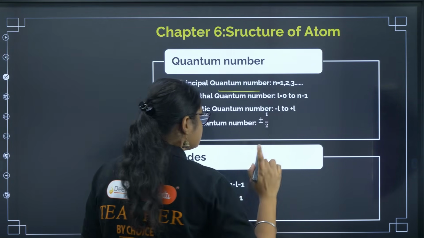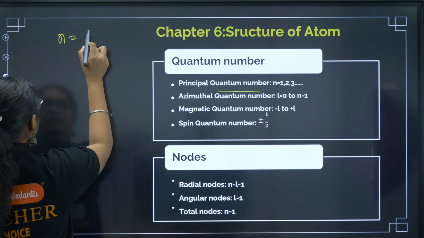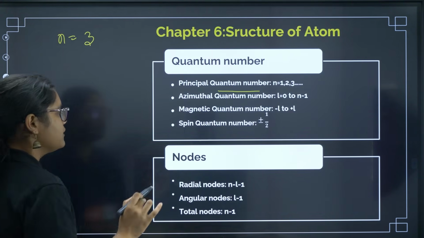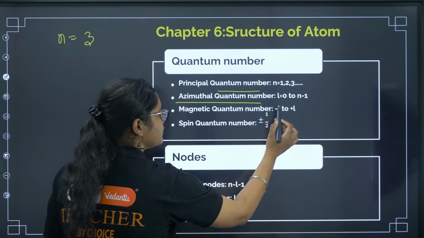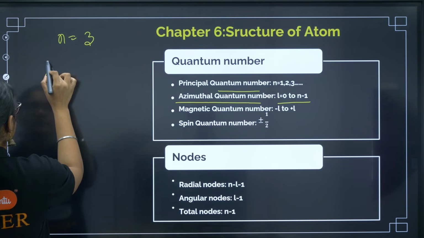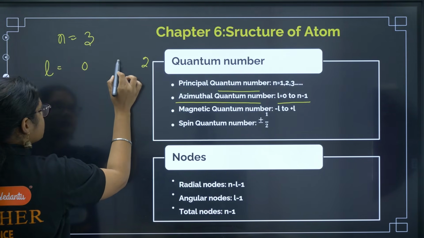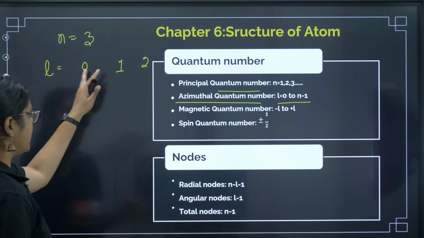Azimuthal quantum number, this one I'll explain with an example. For example, I'll take the principal quantum number as 3, n is equal to 3. Then what are the azimuthal quantum numbers? You can see the range for L is 0 to n minus 1. So the possible L values are 0 to n minus 1, meaning 3 minus 1 is 2. So these are the possible L values.